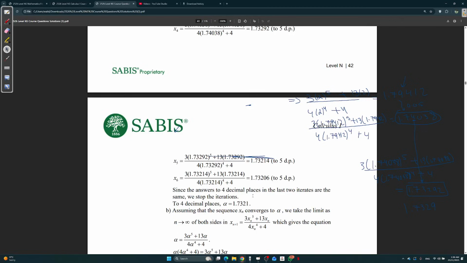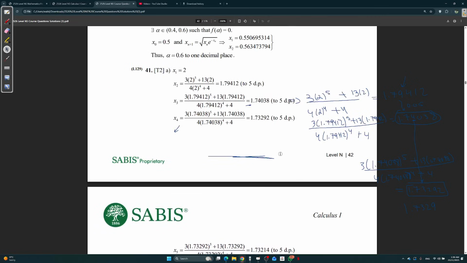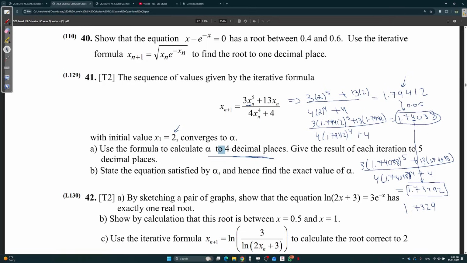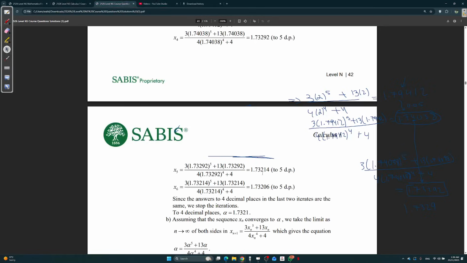Okay, they kept on going. They wanted 4 decimal places, and you have to keep on checking until the 4th decimal place stops changing. You see how the 4th decimal place is 3 on 3. This has to stop changing, barely. You see 214, 206, it's almost the exact same thing, on 292 to 214. So they have to keep on going.